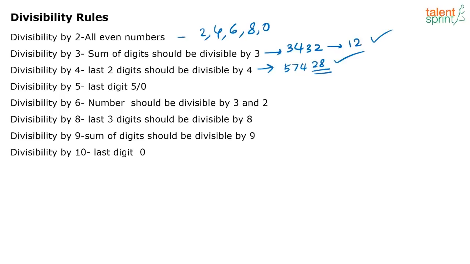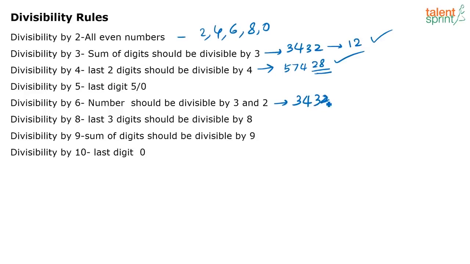Now to check if a number is divisible by 5, the last digit has to be either 5 or 0. I'm not even going to explain that. Next one, divisibility by 6. A number is said to be divisible by 6 if it is divisible by 3 and 2. Okay, let me give you an example. Let's take 3, 4, 3, 2 itself, the same number that we chose earlier, correct?